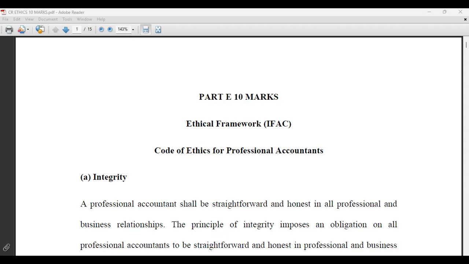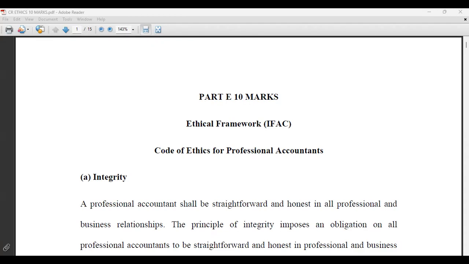All right. So we move on to ethics, and ethics is 10 marks. Now, we need to know the IFAC Code of Ethics. Please, what are the IFAC Code of Ethics? What are the 5 IFAC Code of Ethics?